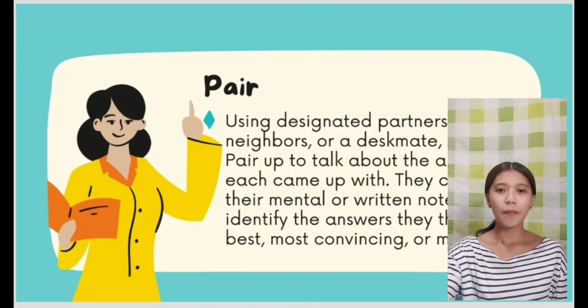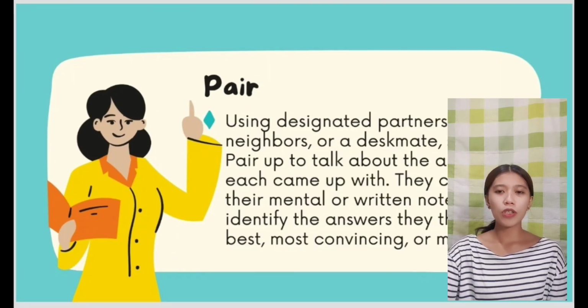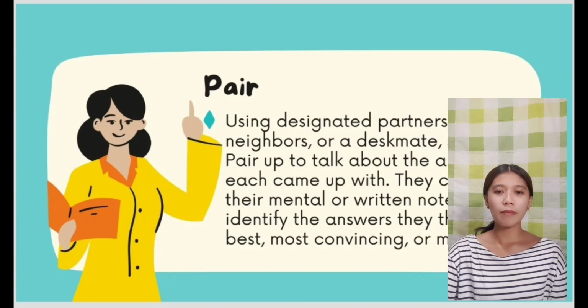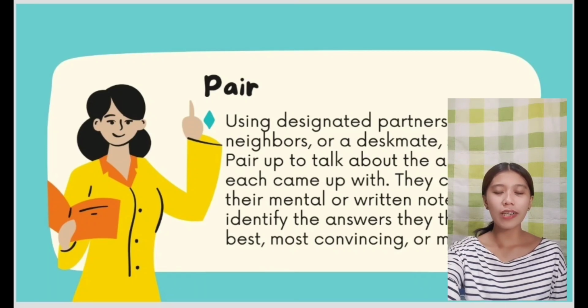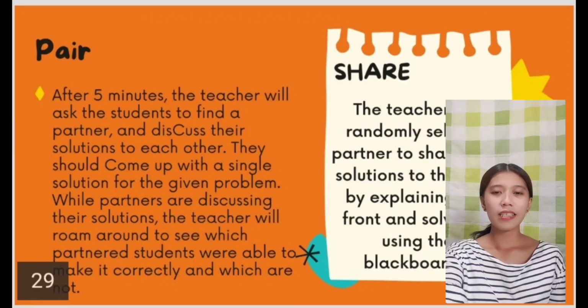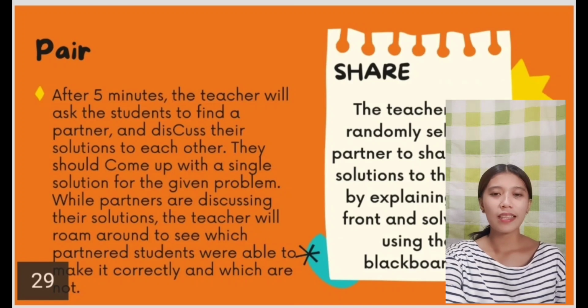Pair, using designated partners or neighbors, pair up to talk about the answer they came up with. They can compare their mental or written notes and identify the answer they think is the best and how it is unique. A situational example of pair is after 5 minutes, the teacher will ask her students to find a partner and discuss their solution.